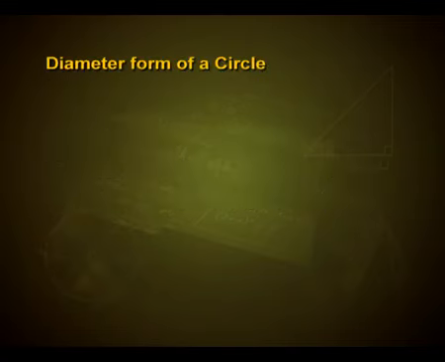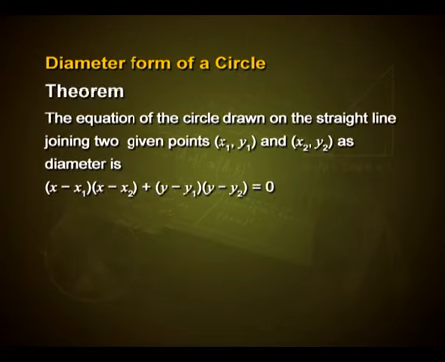Now, we will discuss the diameter form of a circle. Here we have a theorem. The equation of the circle drawn on the straight line joining the two given points (x1, y1) and (x2, y2) as diameter is (x - x1)(x - x2) + (y - y1)(y - y2) = 0. Let us look into the proof of this theorem.